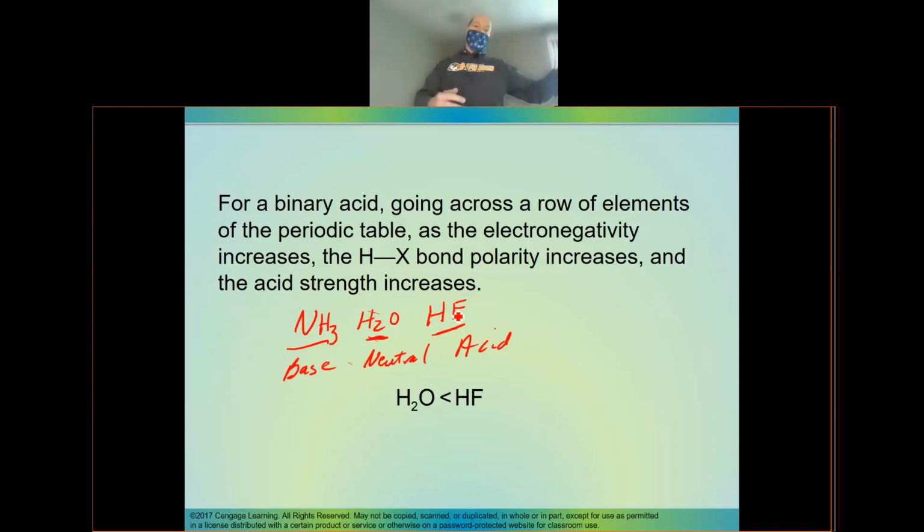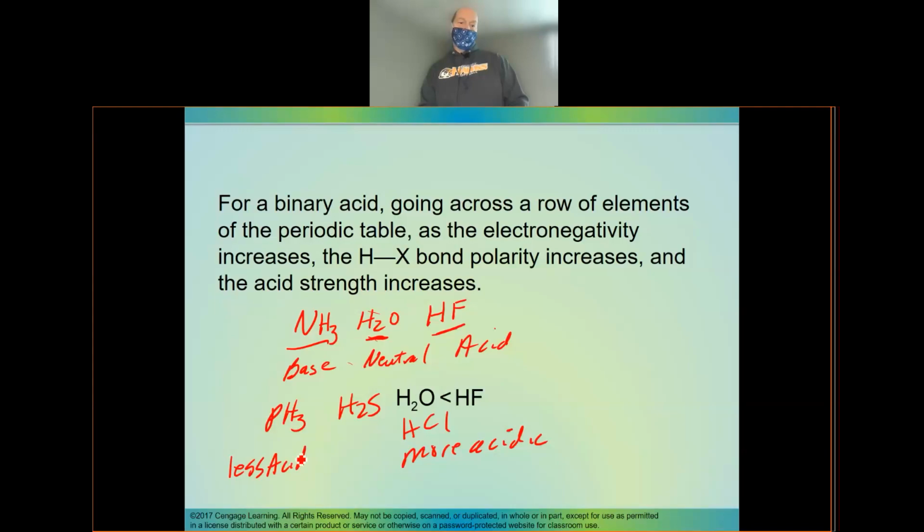You go down another row, the exact same thing. You go from phosphorus, PH3, you go to H2S, you go to HCl. So you know that HCl is a strong acid and those other two are not. Again, same trend. As you go to the right, you're going to get more acidic, and this is less acidic. So you increase acidity as you go across the periodic table. You increase acidity as you go down the periodic table.